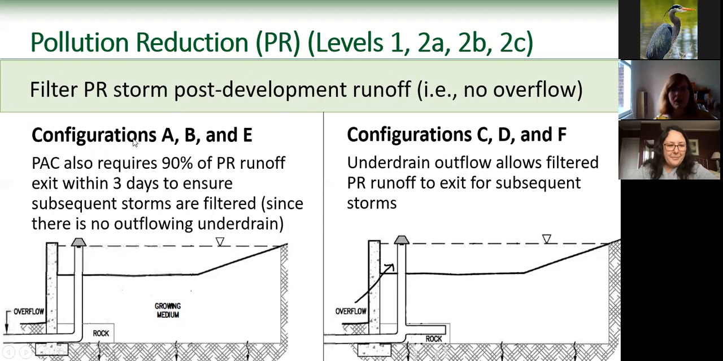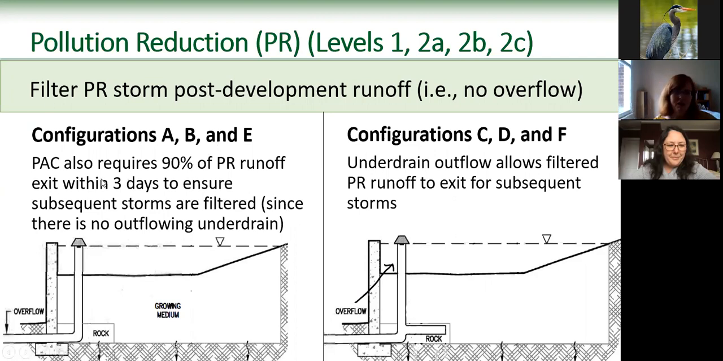Configurations A, B, and E have an additional requirement in the pack because we allow for very small infiltration rates. You could have a 0.1 infiltration rate or even a 0 infiltration rate. And we don't want it to become a sizing facility where it's just a holding basin that can hold the pollution reduction runoff, and then the next storm that comes, it's just going to overflow. It actually has to demonstrate that it can filter it and the water will leave.